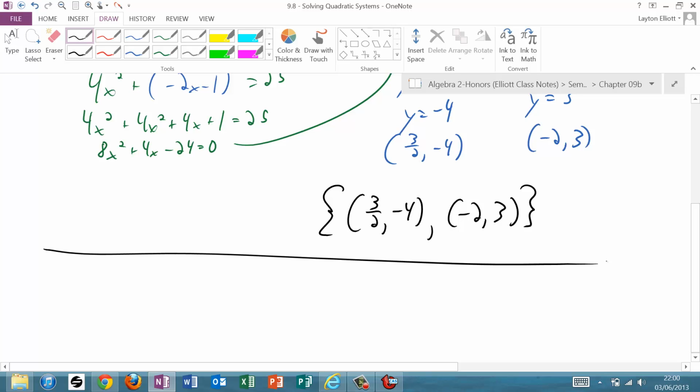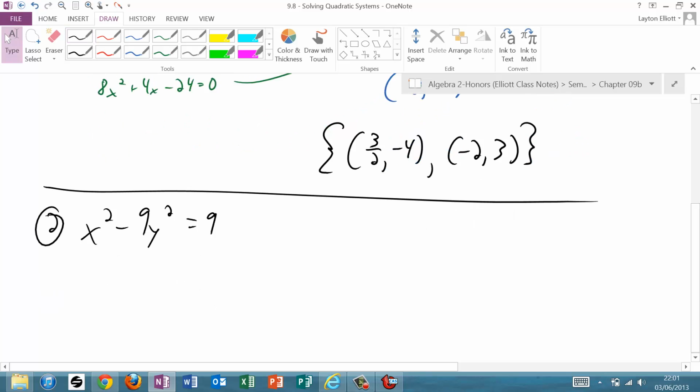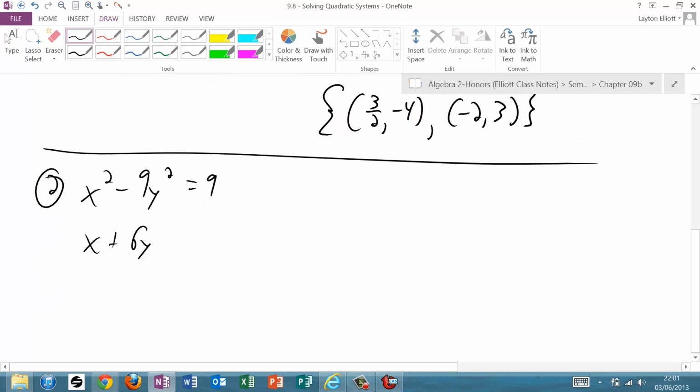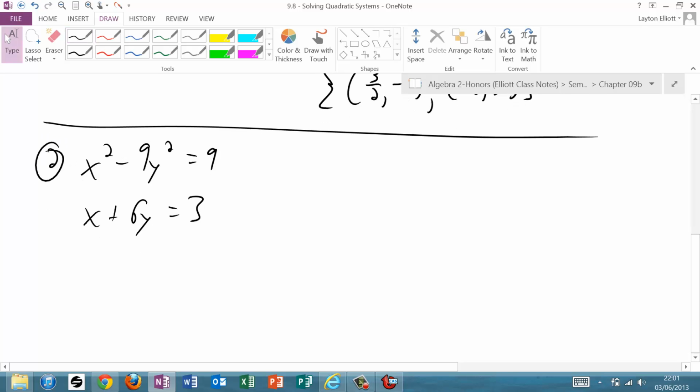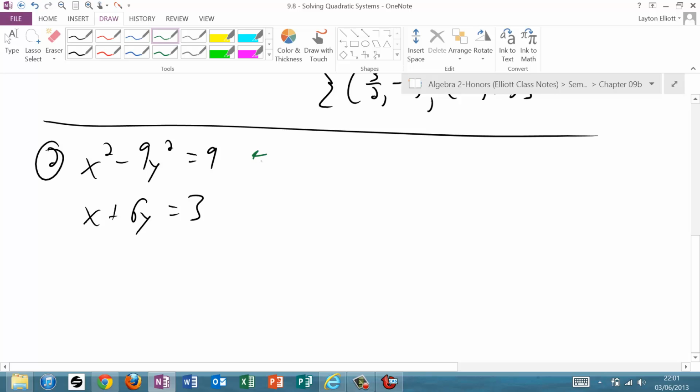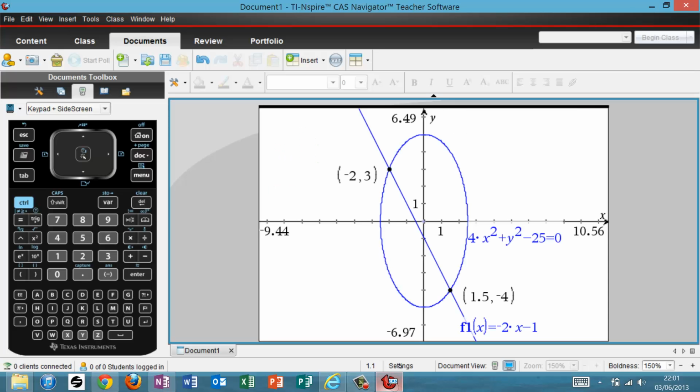Let's do another one. Let's go x squared minus 9y squared equals 9, and then x plus 6y is equal to 3. Now, feel free to pause this video, work on this by yourself, and check answers. That's kind of like a more efficient way of doing this. But if you're following along, I know that this is a hyperbola, and this one is a line. So what I'm going to do is actually graph this hyperbola on the graphing calculator first now, just to check to see how many solutions I'm going to have.